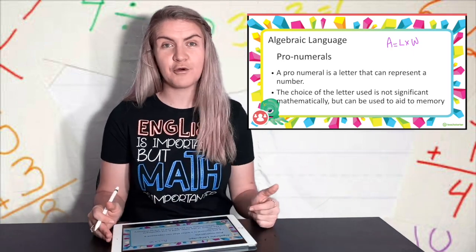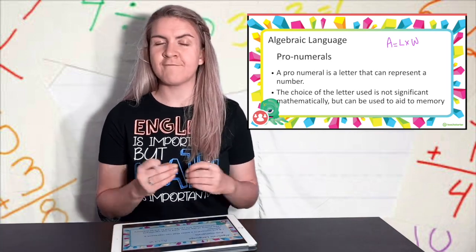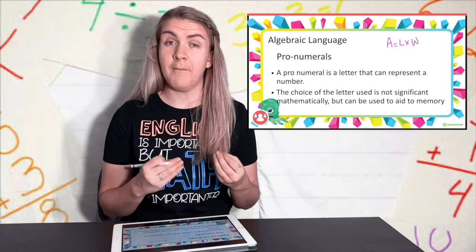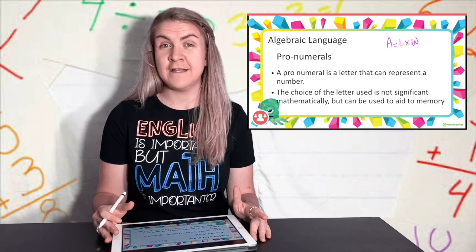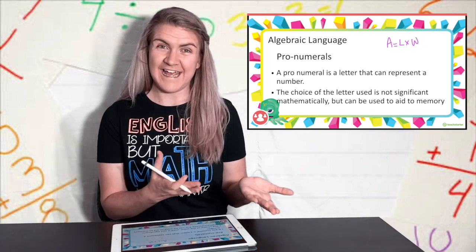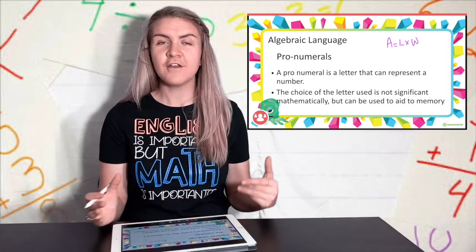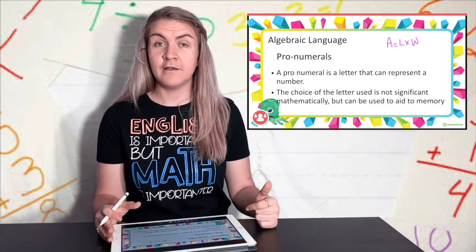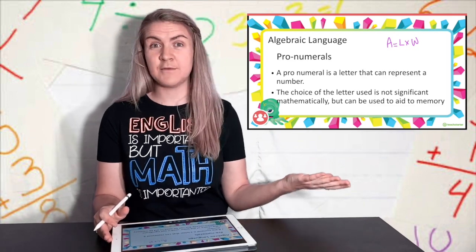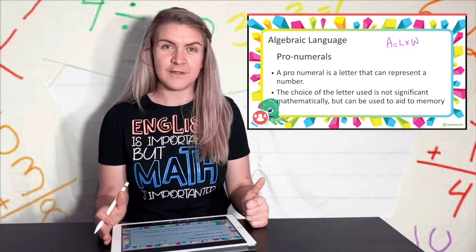They are called pronumerals. The choice of the letter that we use is not actually very important in terms of the mathematics, but often we use letters that are a bit obvious. Like in this example I've told you now, A stands for area, L stands for length, W stands for width. So it kind of makes sense. Maybe we'll use H to represent someone's height, W to represent weight. There's many different ways we can use it.